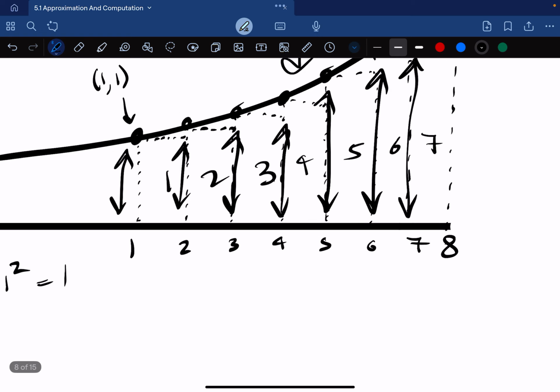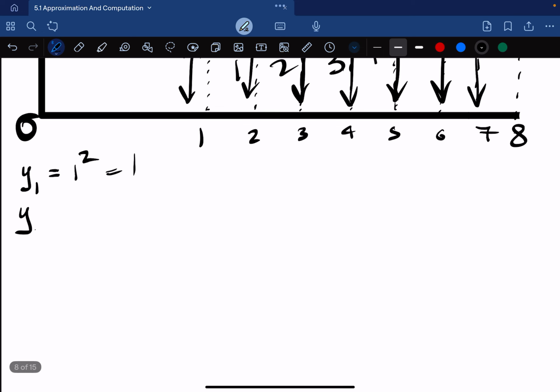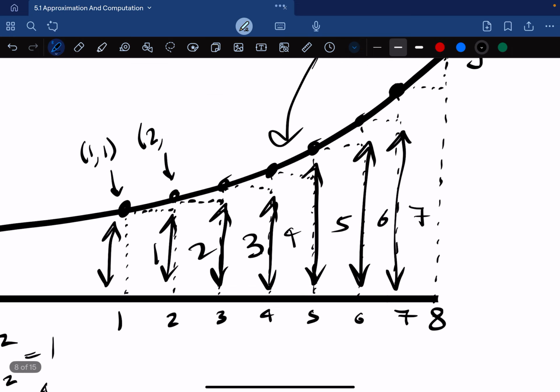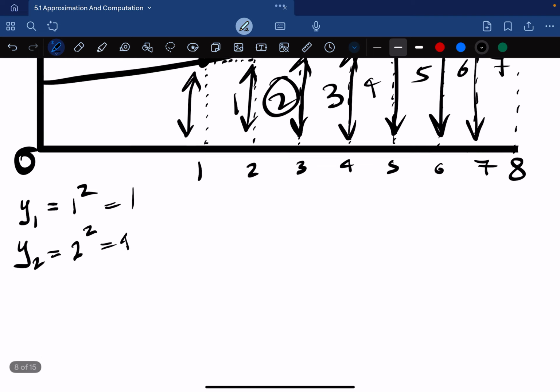Next, we want our second y value. So that is for this point right here. We know that it's already at x equals 2. So now I'm going to sub that into our function. So 2 squared. So 4. So we know that the coordinates for this, and the height of this one, is going to be 4.